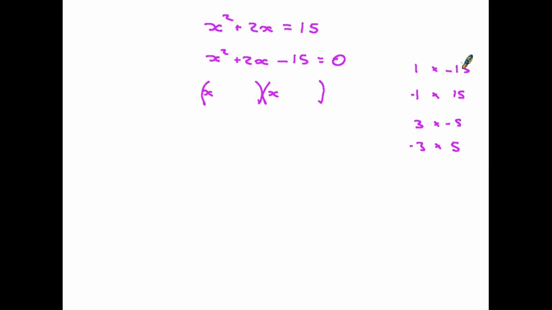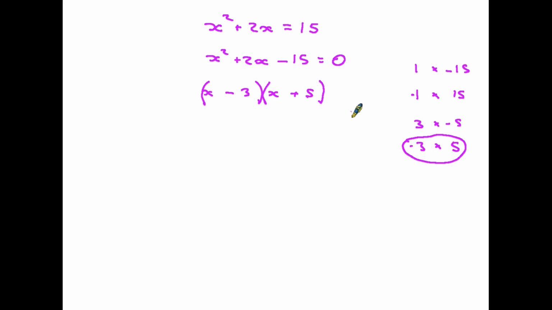What we need to do now is look down this list to see whether there are a pair of numbers that when added together will make plus 2. And of course, here we are. Minus 3 plus 5 combine to make plus 2. So here we have x minus 3, x plus 5.